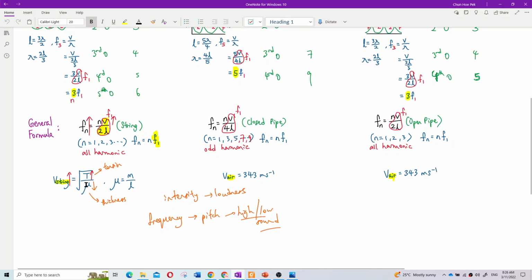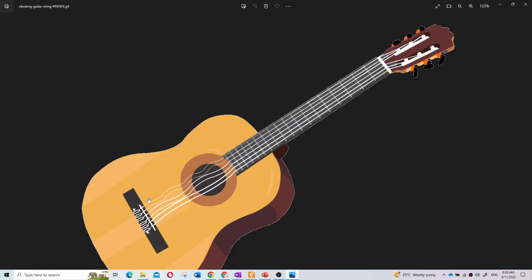Another thing is the mu. Mu is the thickness of the string. Yeah, like I show you, the thinner one has less mass per unit length. So it has shorter wavelength. Shorter wavelength means higher frequency.